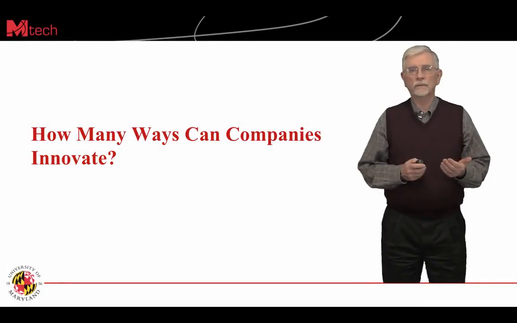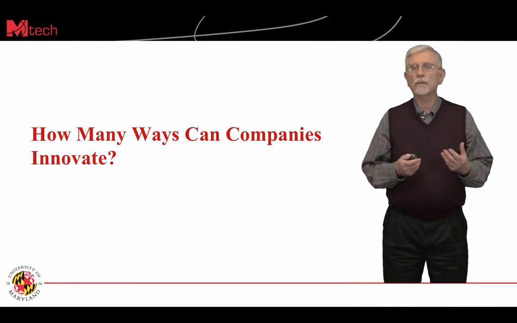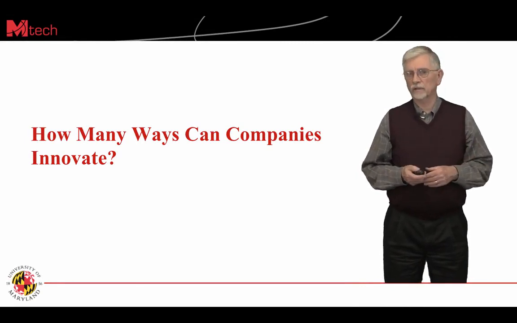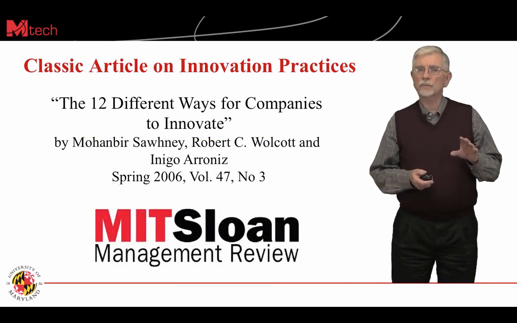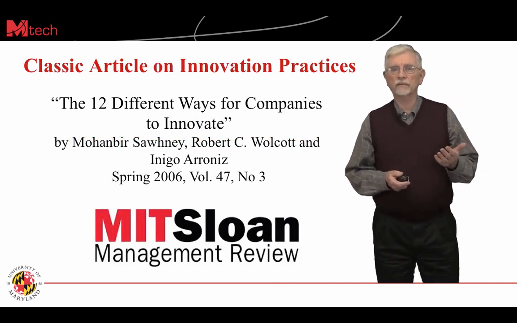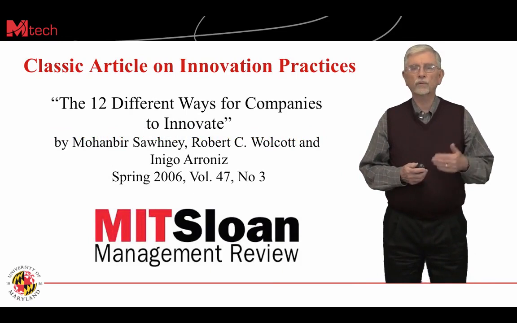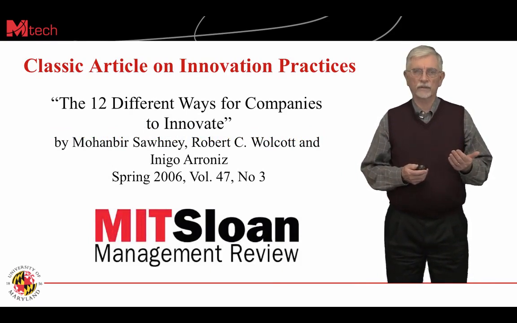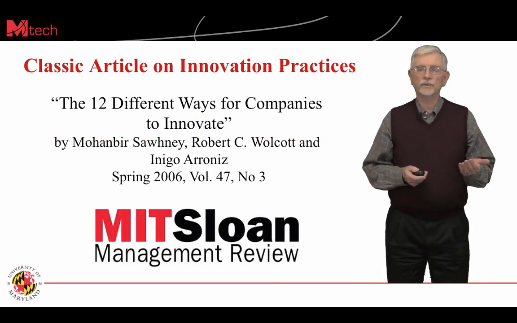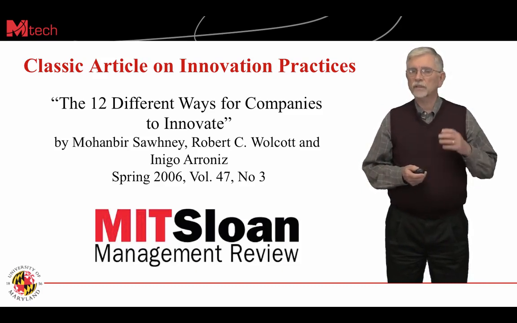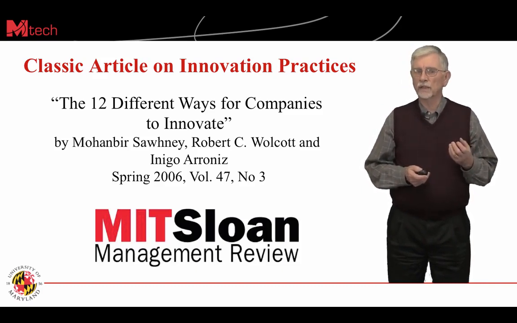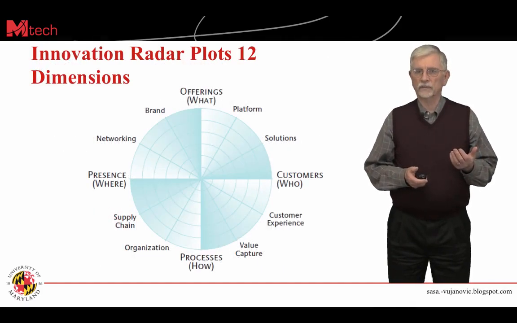When we think about how companies practice innovation, the question comes up: how many different ways can a company innovate? And so we're going to look at how that happens. We're going to look at it from the perspective of a classic article on innovation practices called The 12 Different Ways for Companies to Innovate. It's an MIT Sloan Management Review article that was done back in 2006, but it captures a dozen ways. And so we're going to look at each one of those ways and see how that fits.